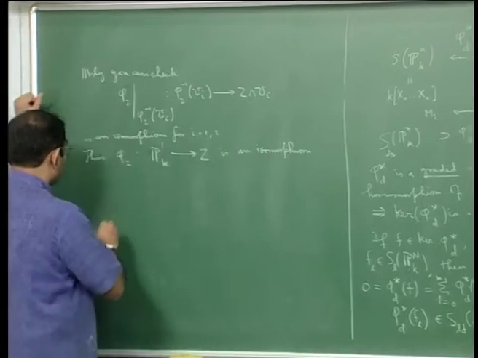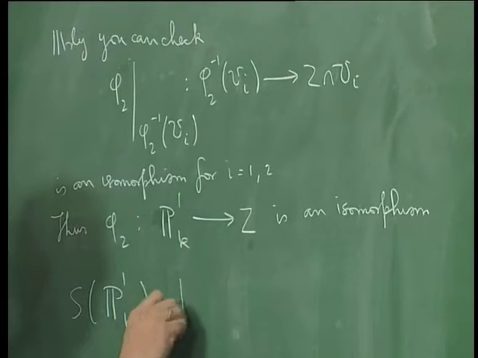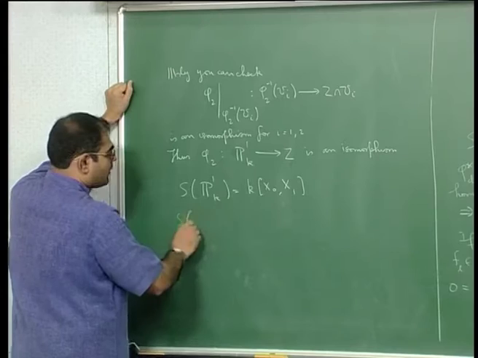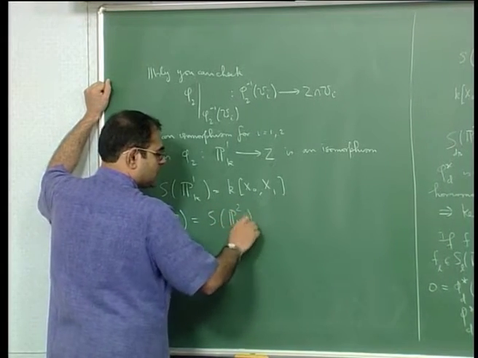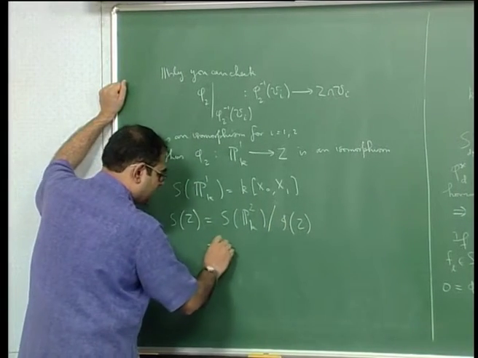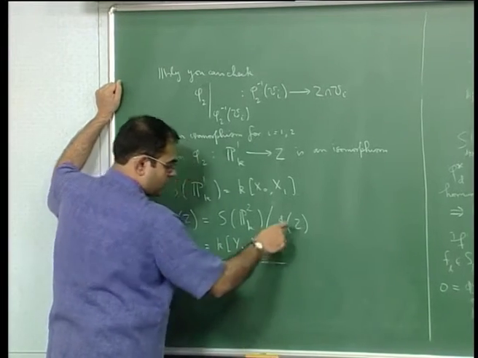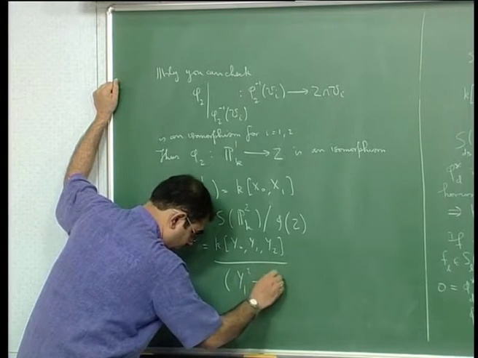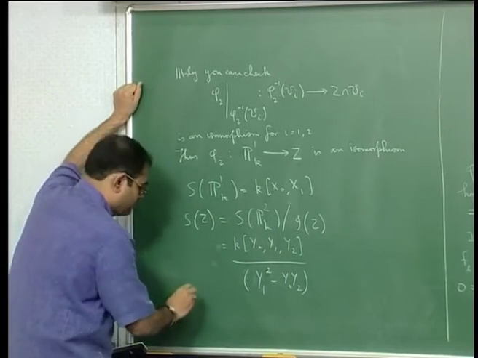If you calculate the homogeneous coordinate ring of P1, what you will get is just k[x0, x1]. And what is the homogeneous coordinate ring of Z? It is the homogeneous coordinate ring of the target P2 modulo the ideal of Z, and that is just k[y0, y1, y2] modulo the ideal of Z, which is generated by y1 squared minus y0 y2. Okay, and these two are not isomorphic.